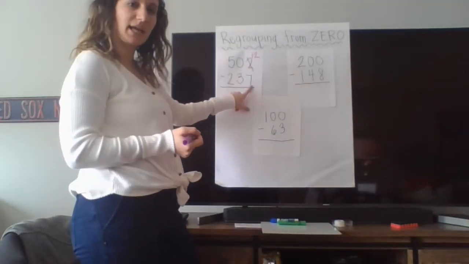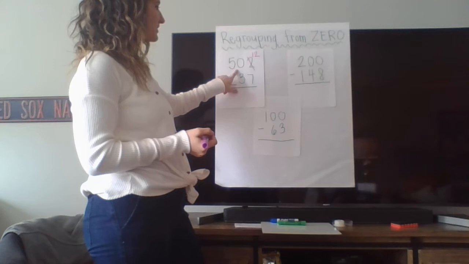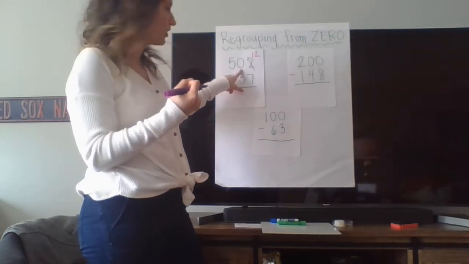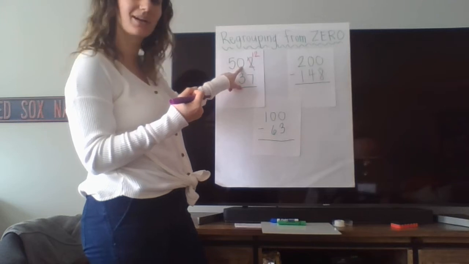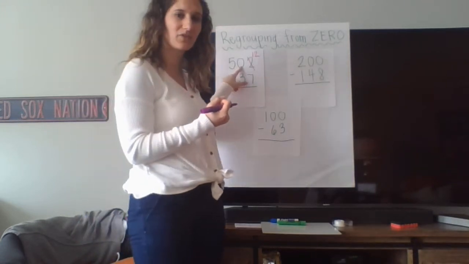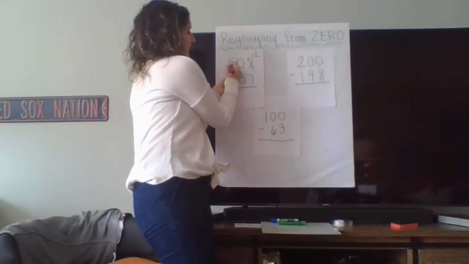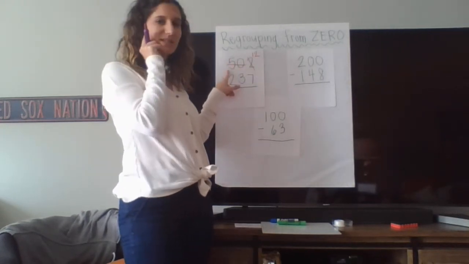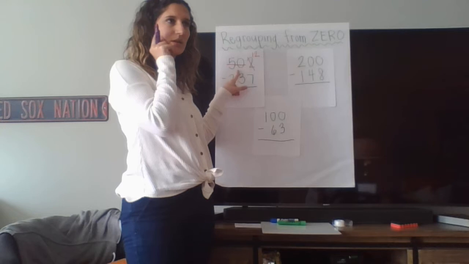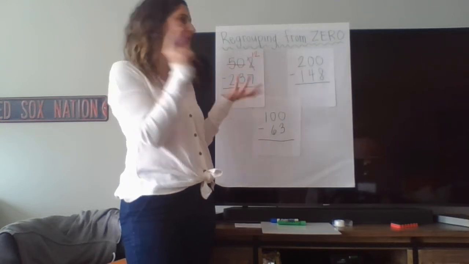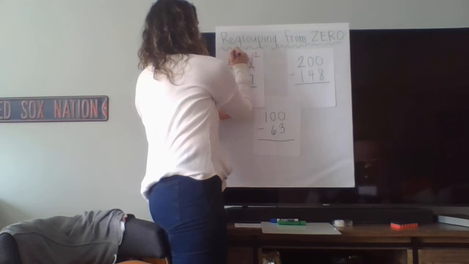So I've regrouped 10 for my ones place, but now I need to figure out what do I do in my tens place. I have 0, and normally I would take a 10 away, but can I take anything away from 0? I can't. So I need to look at this number 50. And I'm going to think about this as 50 tens. What's 1 less than 50 tens? 1 less would be 49.